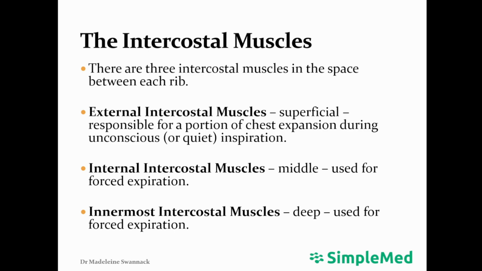The internal intercostal muscles have fibers that project inferiorly and posteriorly. They are used for forced expiration. The innermost intercostal muscles are the deepest of all intercostal muscles. They are used alongside the internal intercostal muscles during forced expiration and have fibers that travel inferiorly and posteriorly.